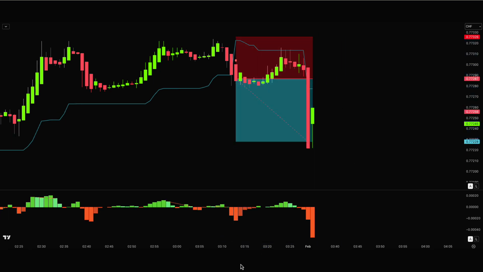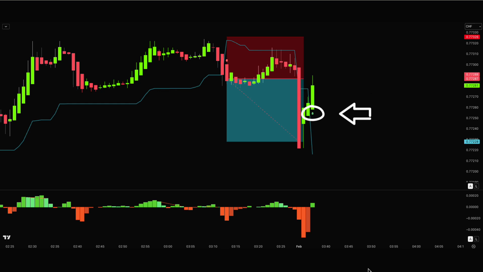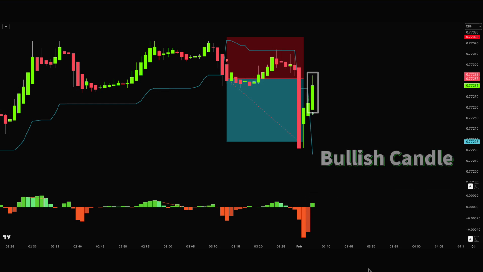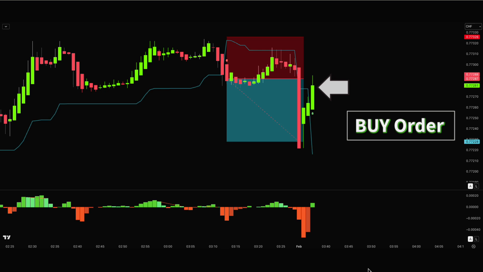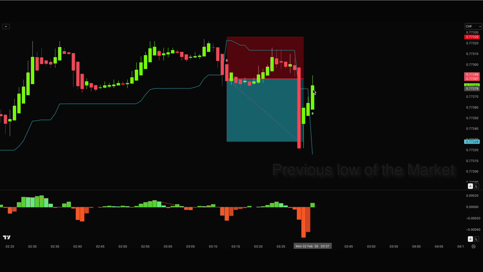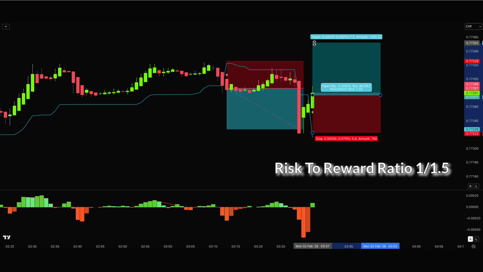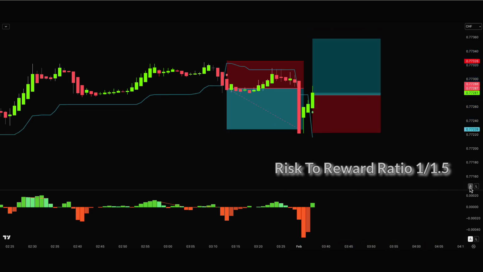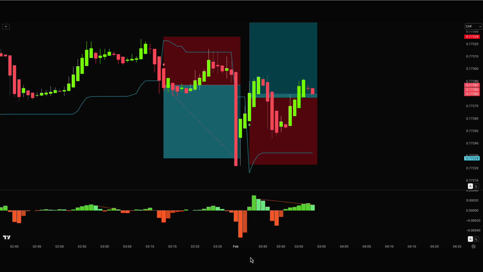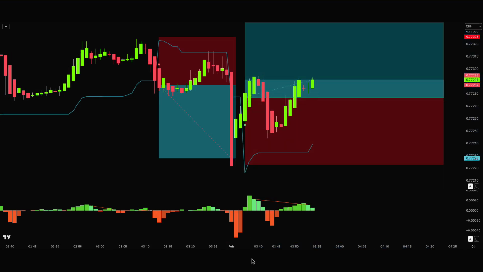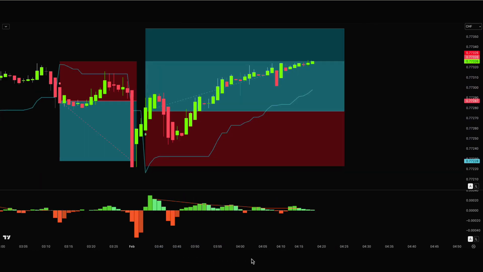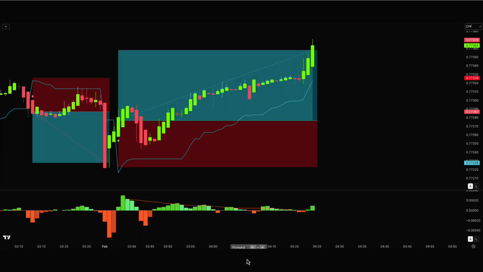Let us now understand the long position. When the Trend Sniper V2 shows an arrow up, that is a buy signal. The triangular momentum should show green columns. The market should form a bullish candle. If this condition is fulfilled, then we will place a buy order. Our stop loss is to be placed at the previous low of the market, and the risk to reward ratio will be 1:1.5. The market has completely hit the target.